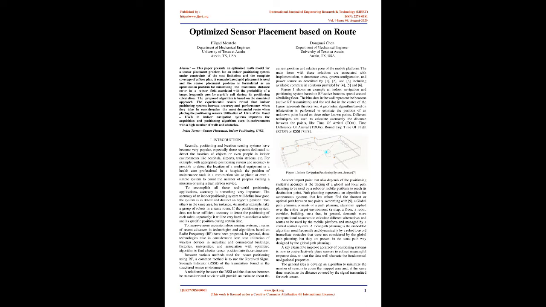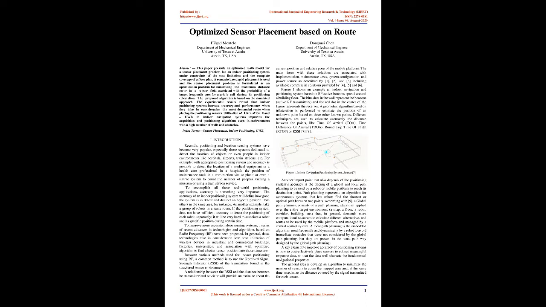The experimental results reveal that indoor positioning systems increase accuracy and performance when they take into consideration the most demanded route when placing the positioning sensors. Utilization of ultra-wideband, UWB, in indoor navigation systems improves the acquisition and positioning algorithm even in environments with a high number of walls and obstacles. Index terms: sensor placement, indoor positioning, UWB.